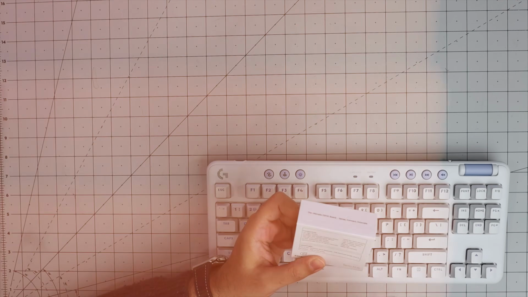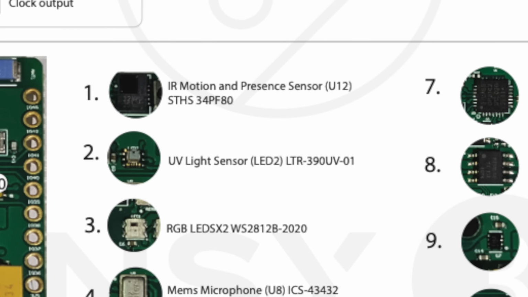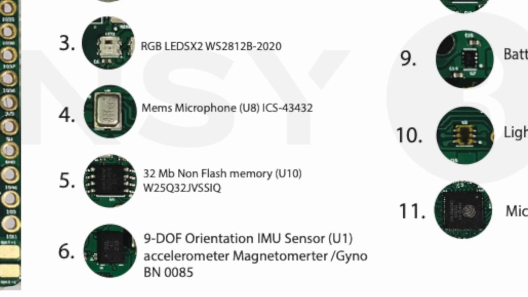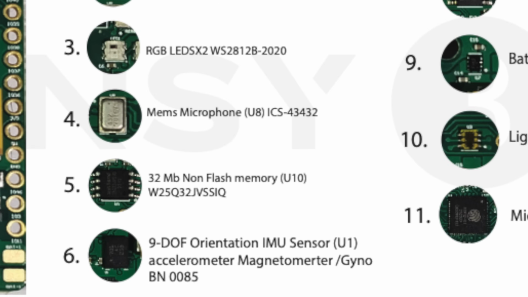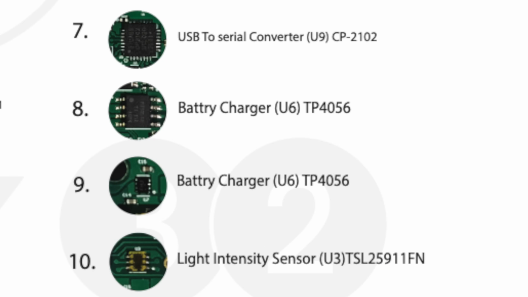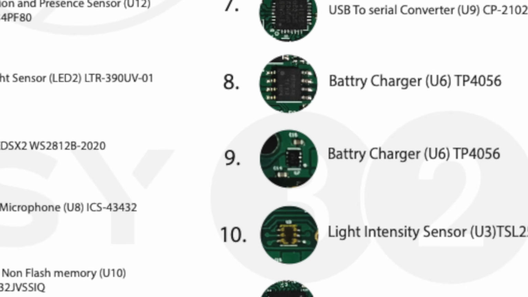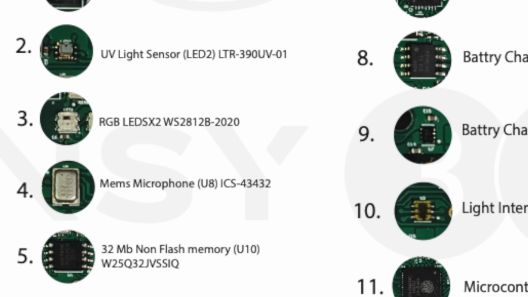As it says, it comes with a UV light sensor, IR motion and human presence sensor, humidity and temperature sensor, altitude and pressure sensor, 9 DOF orientation IMU sensor, and the microcontroller is an ESP32-S3, which comes with Wi-Fi and Bluetooth. There is 32 megabyte flash memory, USB to serial converter, light intensity sensor, battery charger, RGB LED, and MEMS microphone.